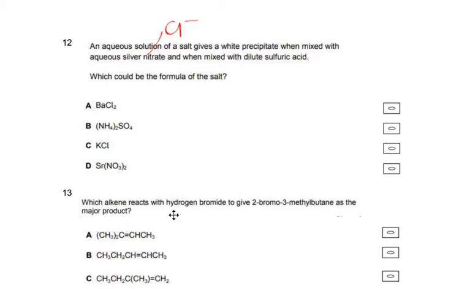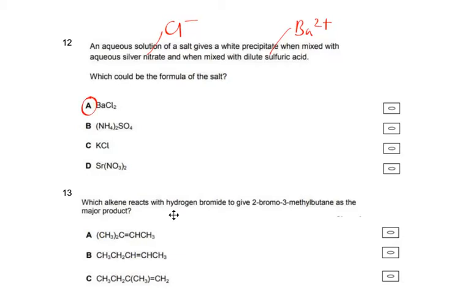Adding a sulfate to an unknown compound gives a white precipitate if barium ions are present, because barium sulfate is very, very insoluble. Looking down the list, the correct answer is A.